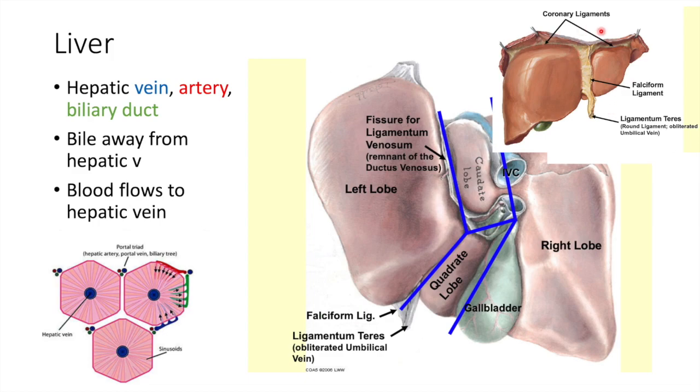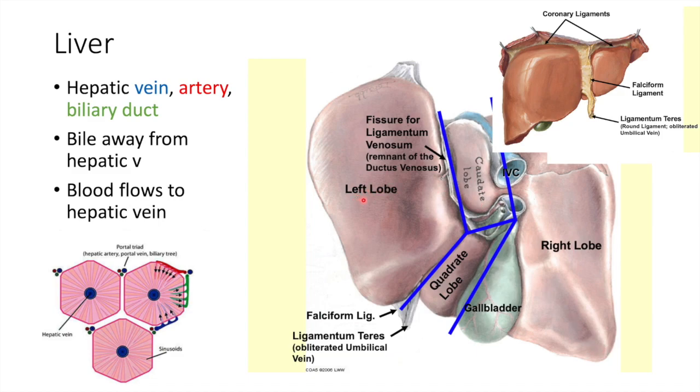We've got our coronary ligament, and I think of it as being high or sort of like closer to the heart, so coronary. Falciform ligament comes down in between our left and right lobe, and then the ligamentum teres, which is also our round ligament and our obliterated umbilical vein. If you flip the liver over, you can see our other lobes.